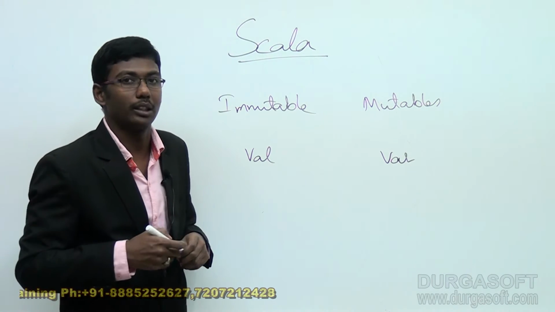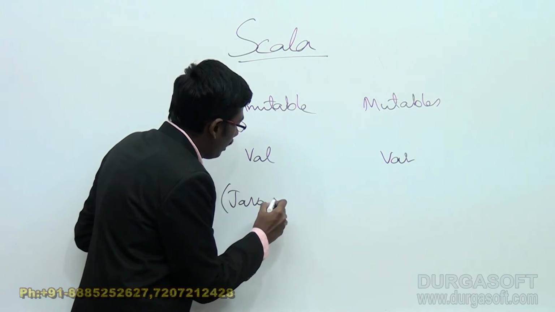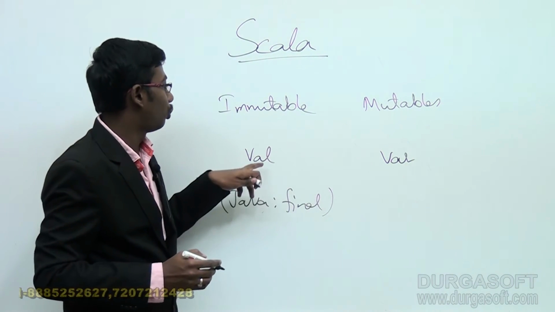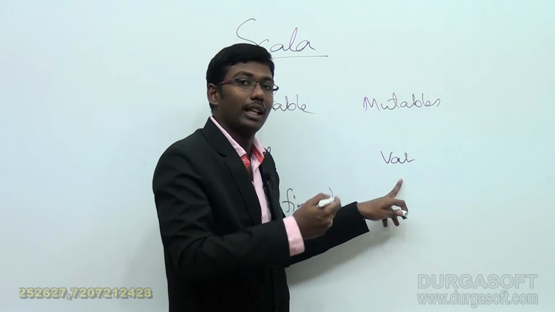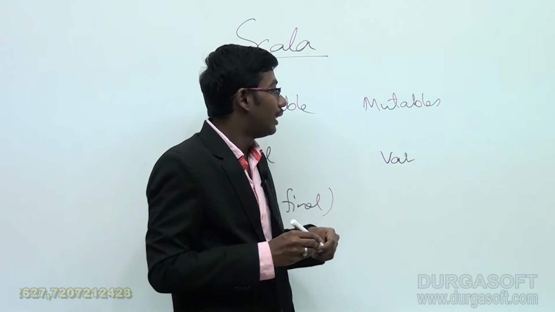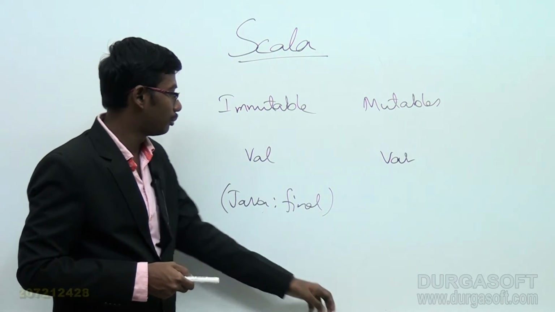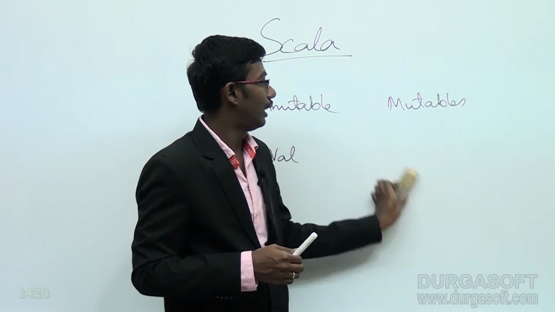Like in Java, we make use of final variables, right? Constant variables. Like this, we are using val in Scala. If you want to create normal variables, non-final variables, we use var as mutable things. Fine, let's have a simple look at how we can differentiate val and var.